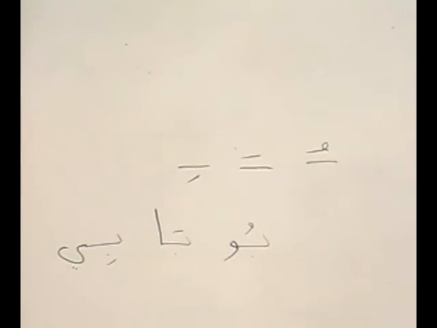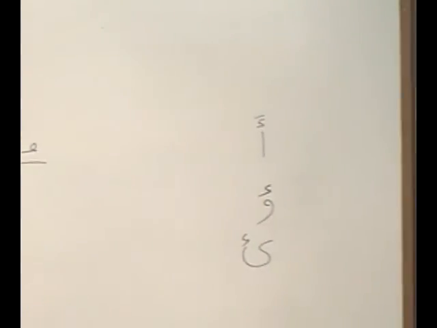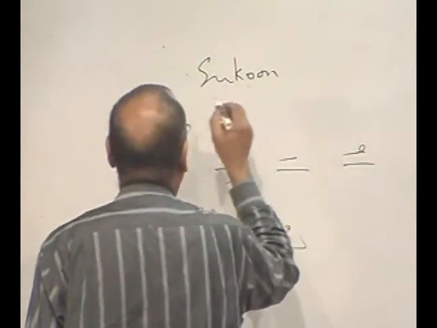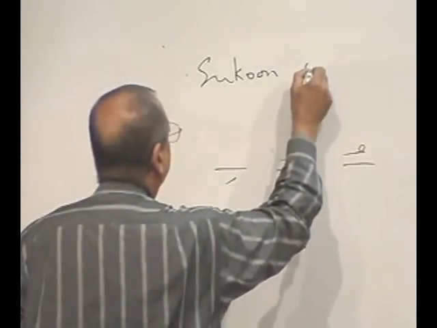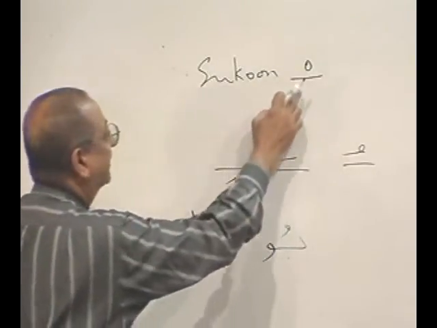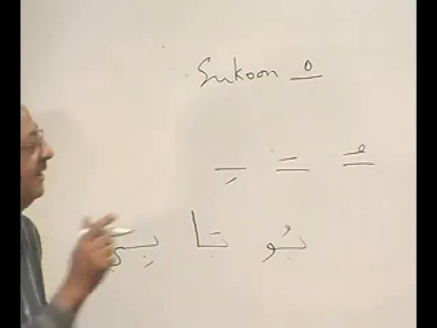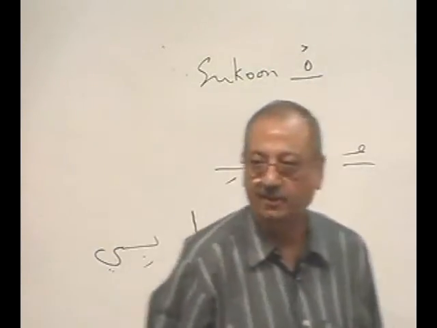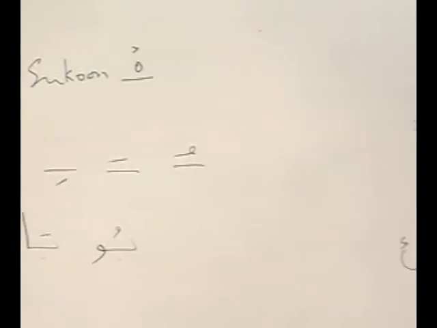Now, there are 3 vowel signs. Dhamma, fatha, and kasra only. And there is a 4th thing we must understand, and it is called sukoon. Are you with me, brothers and sisters? There are many ways of writing sukoon. Sometimes it is like a tiny circle. Sometimes they write like this. But I prefer tiny circle because it's better when you want to understand properly.